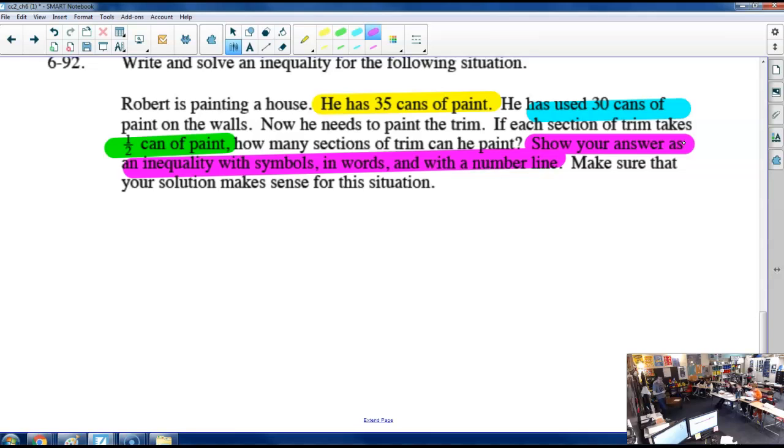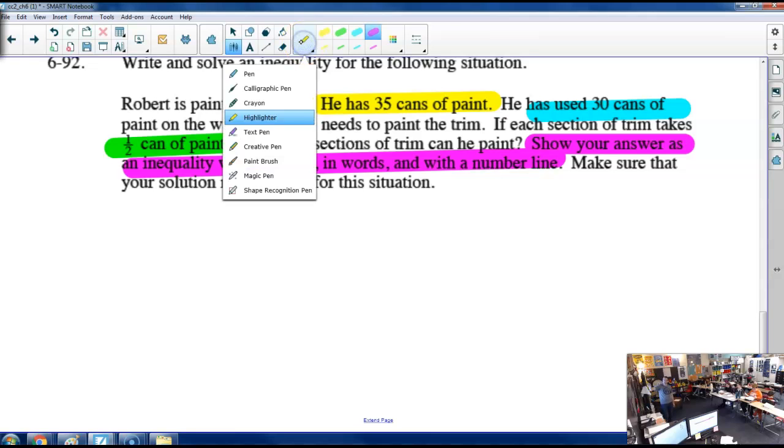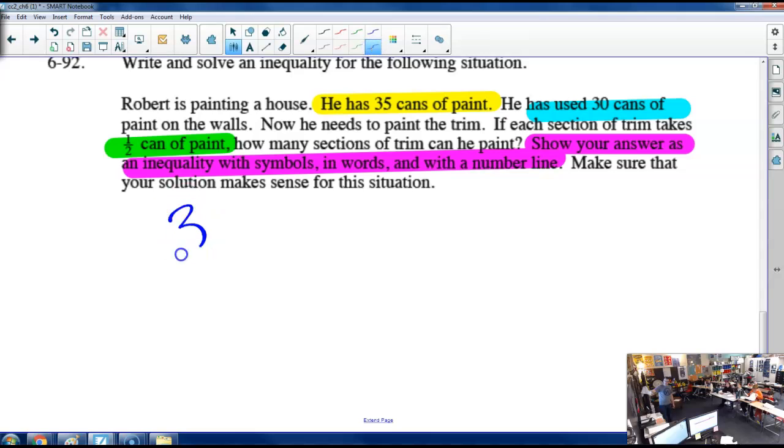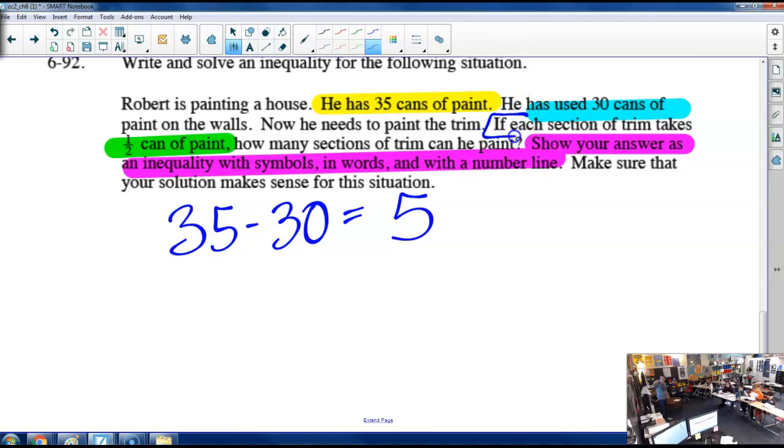Right? So really, if we process through this, he started with 35, he's used 30. How many cans does he have left? 5. If each section of trim, this is kind of a ridiculous problem. I will say this is not true, unless the cans are small cans. Maybe they're small cans. Maybe you got a deal on small cans. Takes half a can of paint. We're going to divide this by a half.